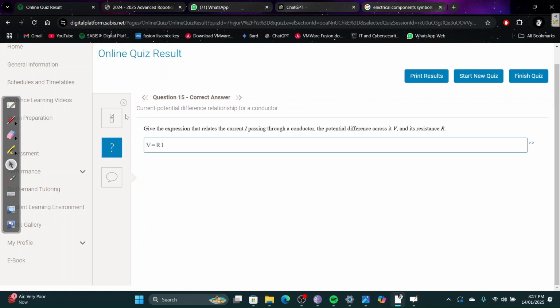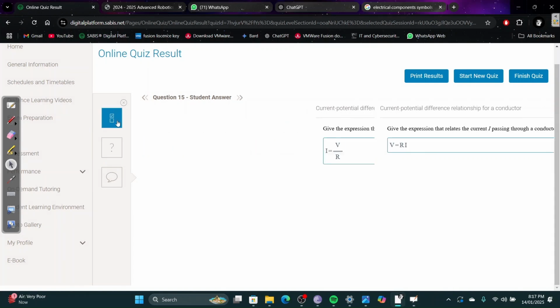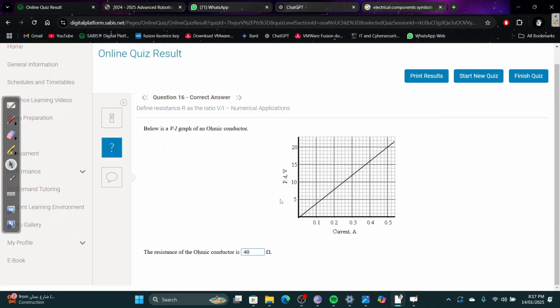Now, there's multiple ways of writing the expression. Give the expression that relates the current I passing through the conductor, the potential difference V, and its resistance R. I read it, I thought they wanted the whole equation in terms of I. So what I did, I wrote I equals V over R, which is accepted. I got it as a correct answer. However, you can also write V equals IR, V equals RI. They're all going to be accepted. They should be, because if this was accepted, there's no reason why this one shouldn't be.